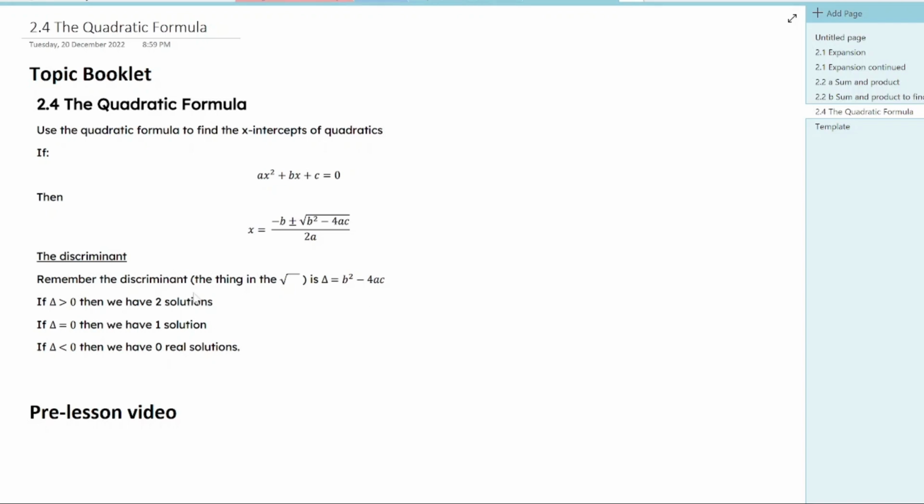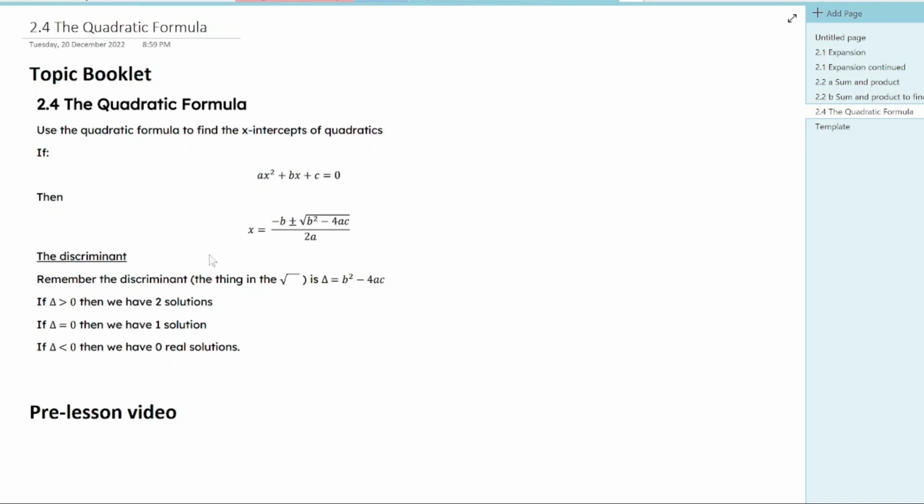Alrighty, in this video we're looking at the quadratic formula, and basically this is a formula for giving you the x-intercepts of a quadratic, which works pretty much every time. This is going to be one of the most important lessons of the year because the quadratic formula comes up a whole lot in year 12 and beyond.